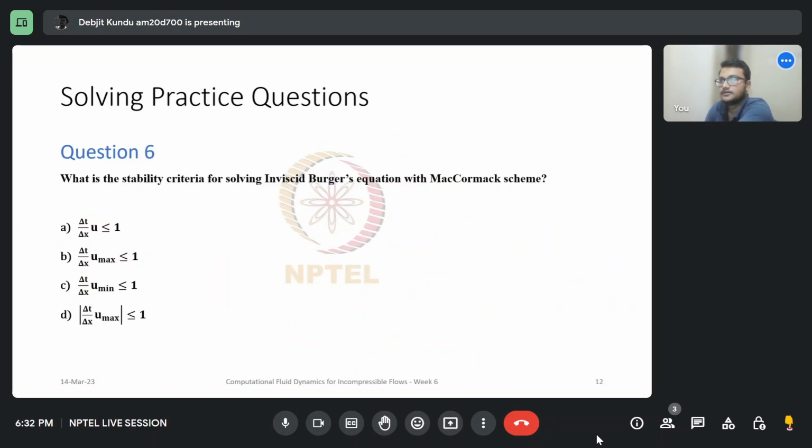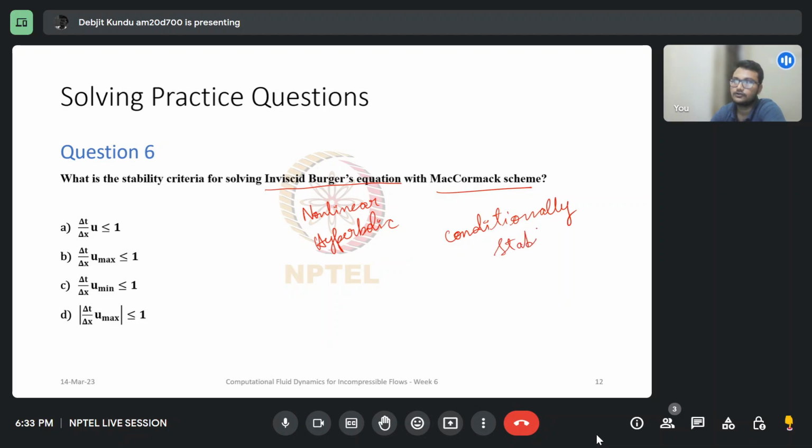Okay, so moving on, we'll move on to question number 6 of today's session, which is asking us what is the stability criteria for solving inviscid Burgers' equation using a MacCormack scheme. First of all, inviscid Burgers' equation is a nonlinear hyperbolic equation. This can be solved using the MacCormack scheme, but it is conditionally stable. You have to pick out what the condition is.